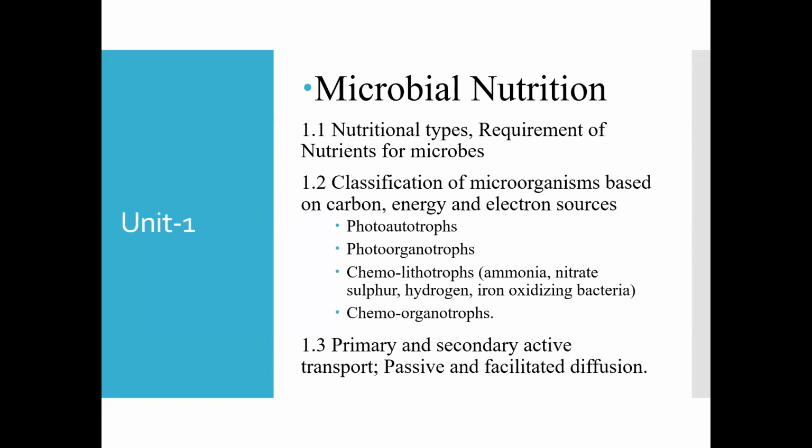Regarding the mid-sem, that is on 24th August, right? From the first unit, the first point, 1.1, nutritional types, requirements and nutrients, classification based on energy, is already covered. I have started 1.2 AB. Few points are left, the chemolithotrophs and chemoorganotrophs. I will cover the phototrophs and photoorganotrophs, their structure, how they manage the basic process of energy development.